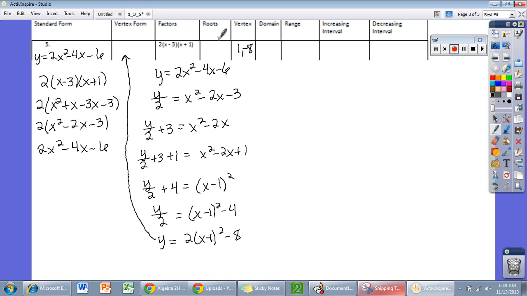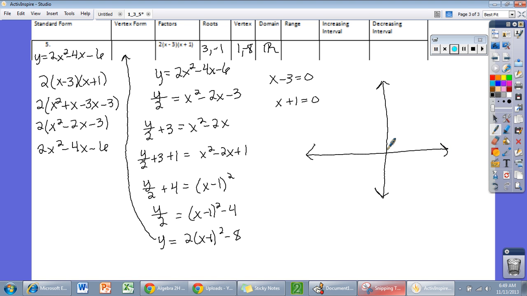Okay, to get the roots, the factors actually tell us what the roots are. We could have written that from the very beginning by saying x minus 3 equals 0, so it's a positive 3, and x plus 1 equals 0, so that's a negative 1. Domain, again, is all real numbers. So to get the range, the increasing interval, and the decreasing interval, again, we want to think about the graph. Okay, our vertex is at 1, negative 8. So my vertex is here. Okay, my a value is positive, so it's going to point up. My roots are at 3 and at negative 1.